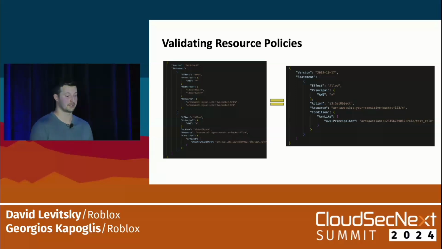You can only read, you can't write to it. And then the second thing we're going to do is allow a cross-account get object from a role called test role. And this is our resource policy that we want to have for all S3 buckets inside of this data lake account.